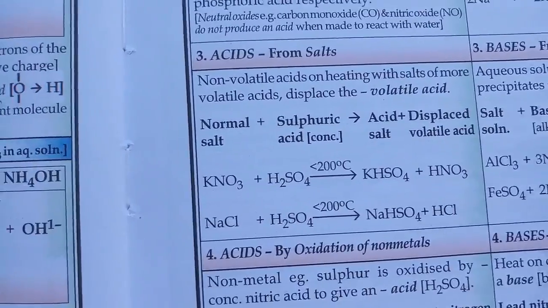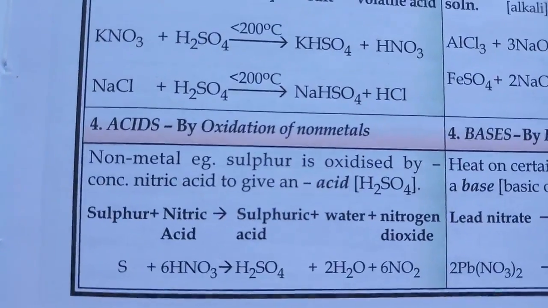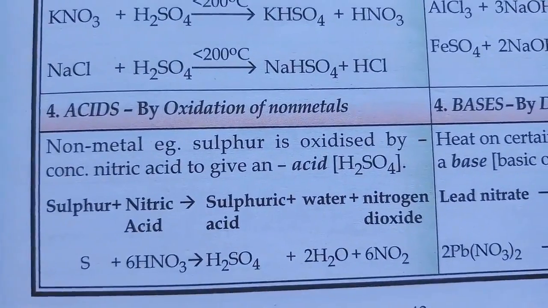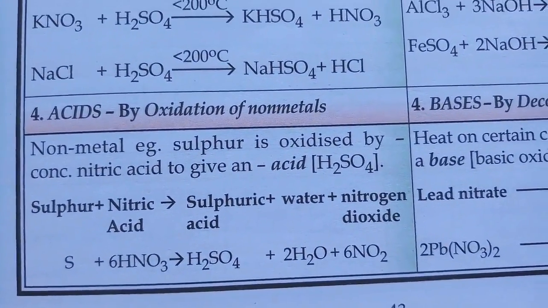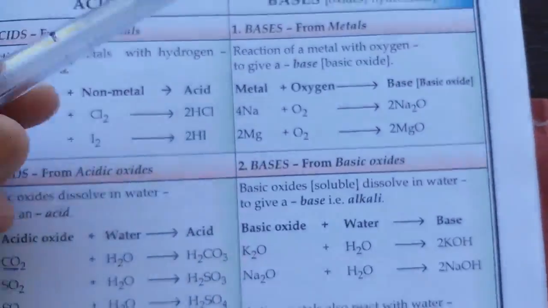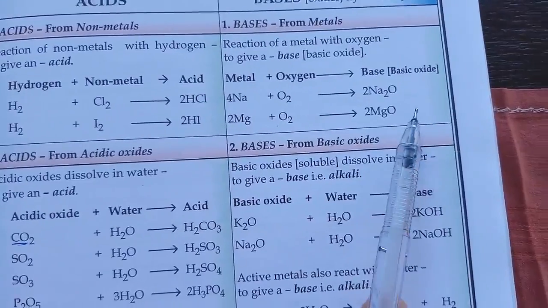And the acid we can prepare by the oxidation of non-metals, for example sulfur plus HNO3, gives you sulfuric acid, plus water and nitrogen dioxide. From the base side, metal and oxygen give you a base or basic oxide.